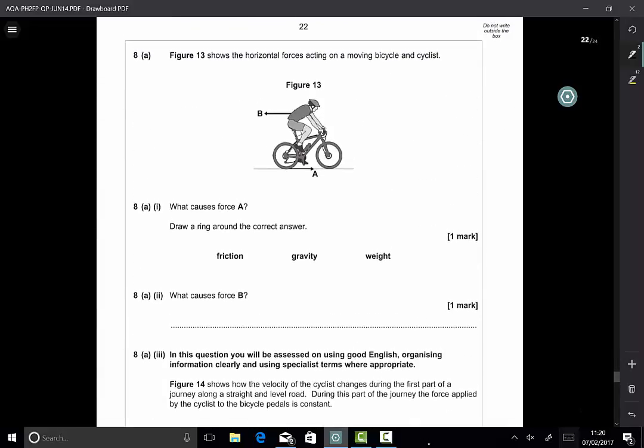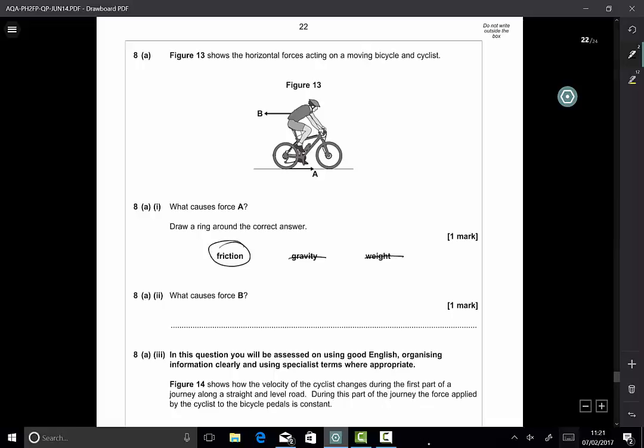Okay. Figure 13 shows the horizontal forces acting on a moving bicycle and a cyclist. What causes force A? Friction, gravity, or weight? Now, we can rule out weight and gravity because they're both downward forces towards the centre of the Earth, which just leaves friction. Now, usually we've been thinking about friction as the force opposing the motion, but actually, because we look at where the arrow is, it's between the bike and the ground, we can see that it must be friction. Friction actually helps objects move forwards because as we push backwards, the friction with the ground pushes us forwards.